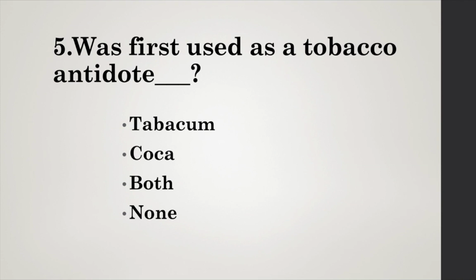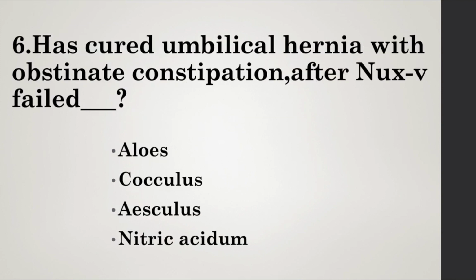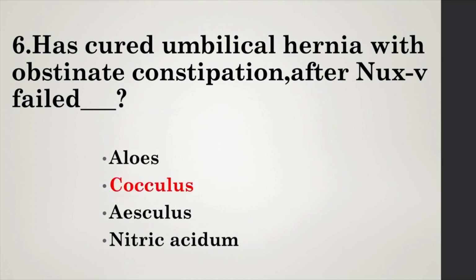Was first used as a tobacco antidote. Options tobacco, coca, both, none of these. Answer coca. Has cured umbilical hernia with obstinate constipation after nux vomica failed. Options aloes, cocculus, aesculus, nitric acidum. Answer cocculus.